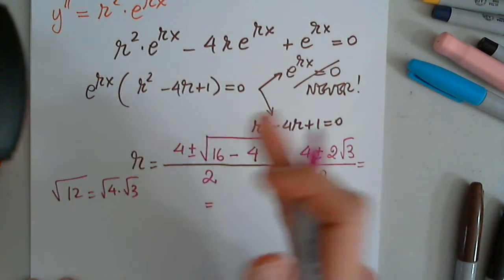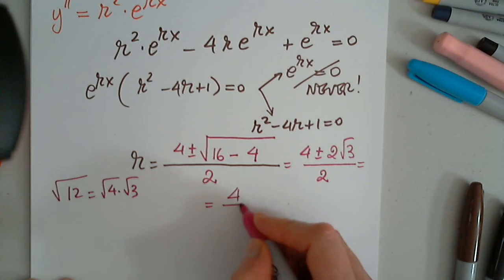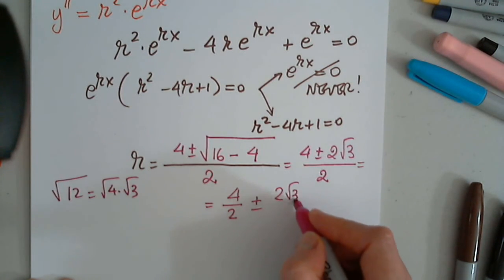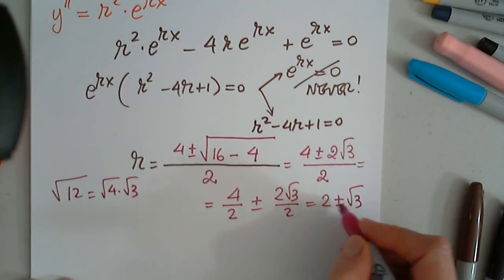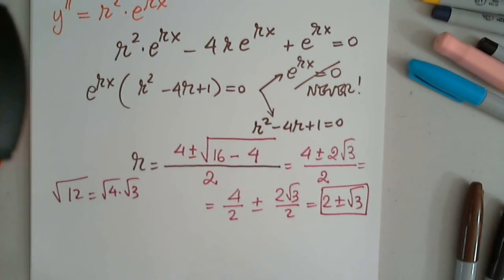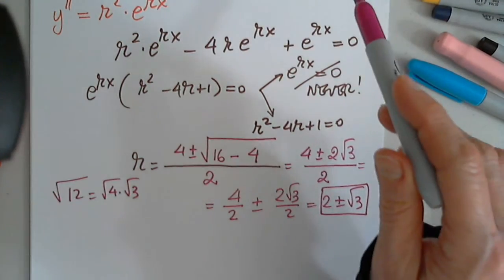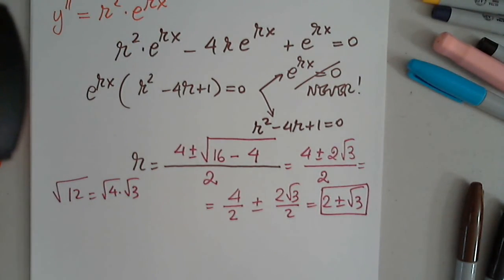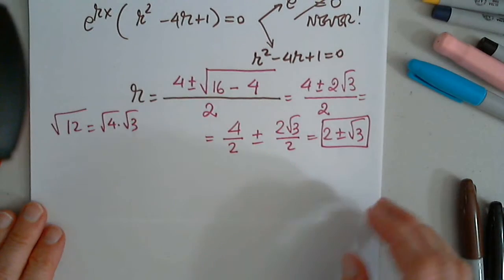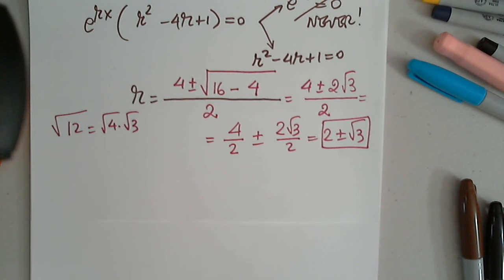You have two options. You either factor out 2 and simplify, or you write 4 over 2 plus or minus 2 the square root of 3 over 2, and you simplify individually. So this is 2 plus or minus the square root of 3. So we will say for that function to be a solution of the differential equation, r could be either 2 plus the square root of 3 or 2 minus the square root of 3. And then it's guaranteed for the given function to be a solution of the differential equation. Any questions?